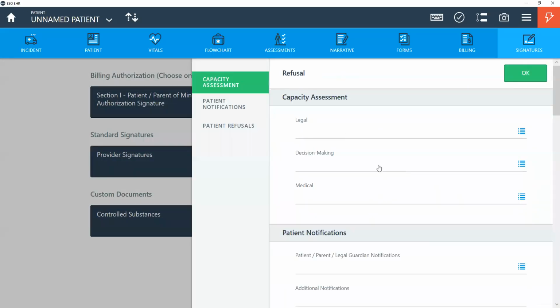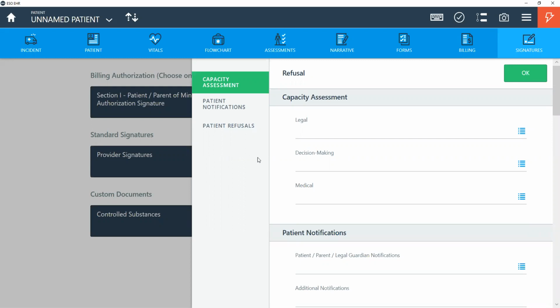Refusal is the final signature. Refusal includes a few additional data fields to make sure that we are properly assessing our patient's ability to refuse, right? So do they have the capacity to refuse care? Now remember, competency is a legal definition, and that is determined by a judge, which none of us are. Capacity is something that changes based off of the patient's condition and any other external factors, right?